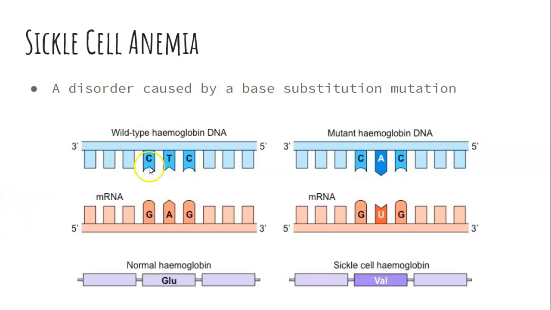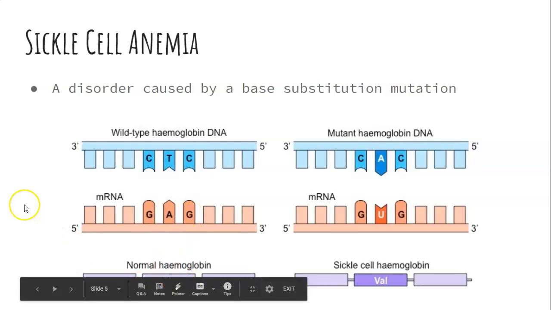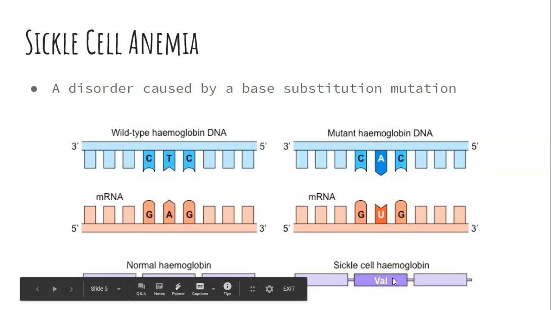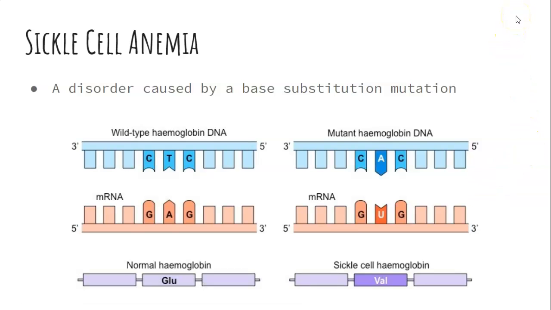You can see on this, the wild type, which is your normal hemoglobin, the ability to carry oxygen, is CTC. Its mRNA base pairs are GAG, and the amino acid you can see on the bottom. And then when you have this base substitution mutation, that T changes to A, which becomes U, and the amino acid also changes. So this is something you will be required to know.